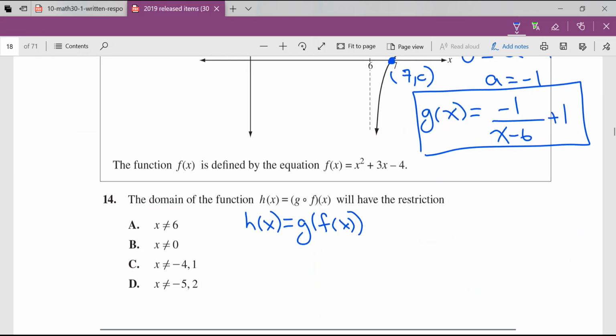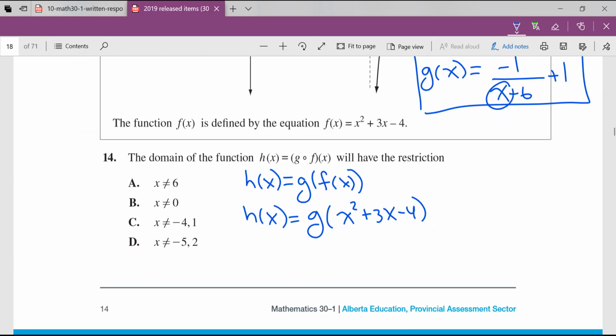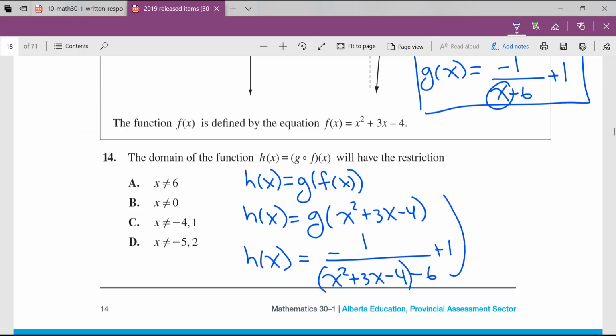We got to do a composition. Holy cow, you're saying to yourself. So h at x is equal to G composed with F. So now we're going to replace x in G at x with this trinomial, right? Like I was saying, oh my goodness, who made this horrible question? So we replace that. And then we've still got the -6 there. So maybe you want to put that in parentheses, +1, pardon me.